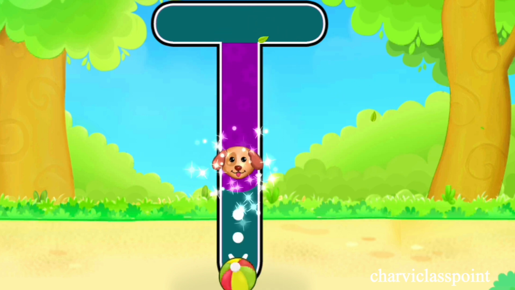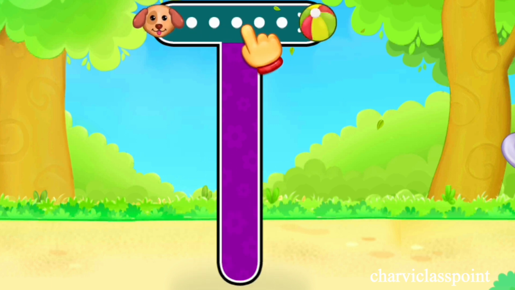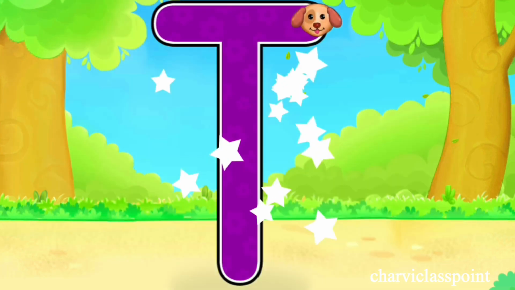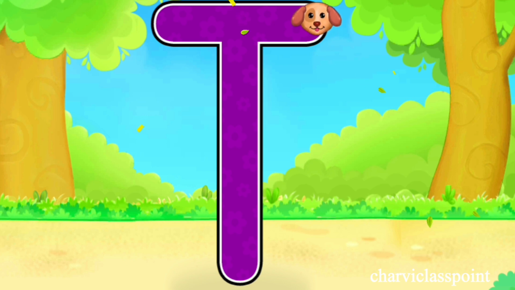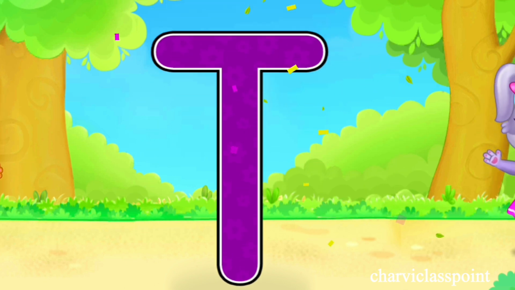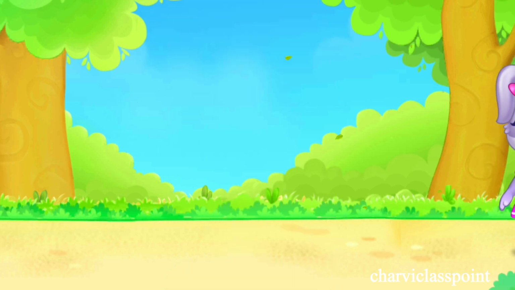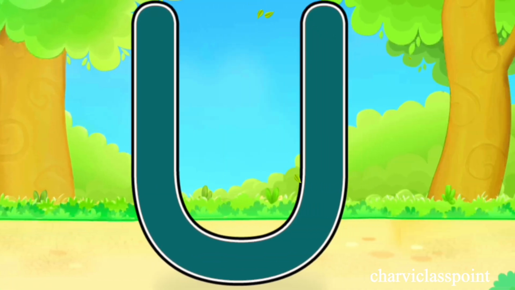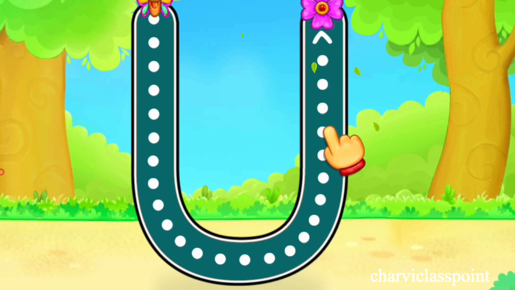Up to down. Trace up to down. Yes. Wow. Left to right. Yay. Amazing. We get letter T. T for tiger. T for tiger. Next letter is U. Very good.